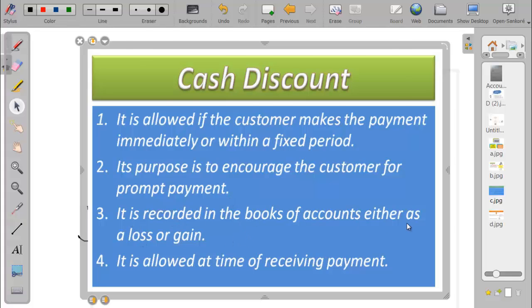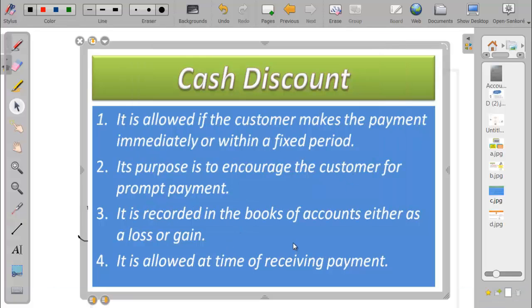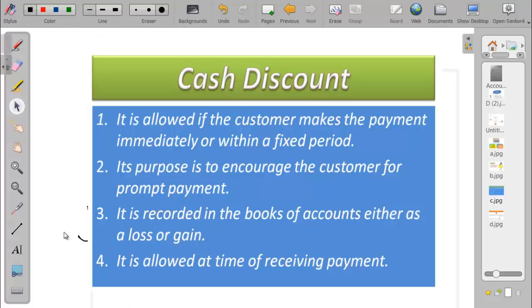It is recorded in the books of accounts either as a loss or gain. If it is a loss to us, then obviously it is a gain to the other party. Suppose it is a loss to me, so obviously it is profit for you. So I will record this discount as a loss, and the other party will record this discount as a gain. Agree?